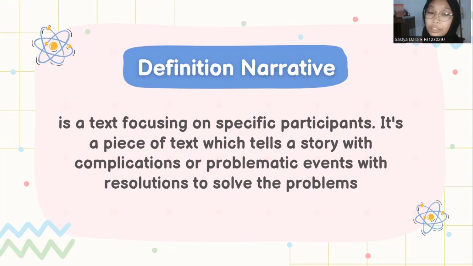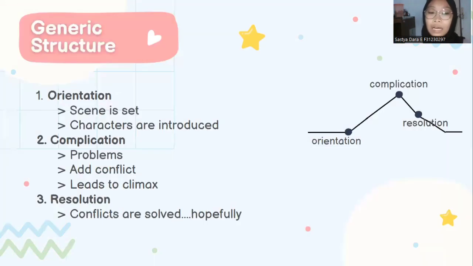Now let's continue to the general structure. Here is the general structure of almost all narrative text. The first part is orientation. You can call it exposition or the beginning of the story. In orientation, the scene is set and characters are introduced. That's why it is called the beginning of the story.